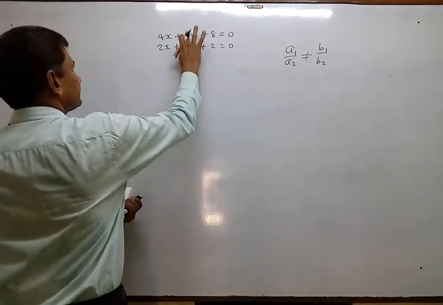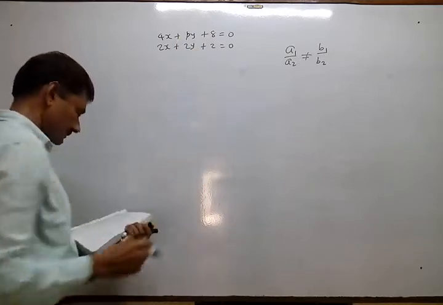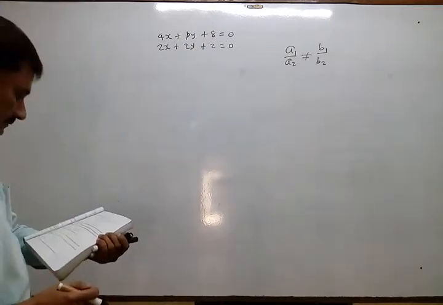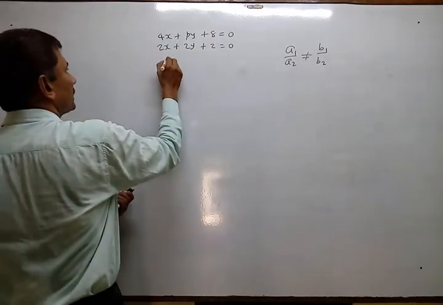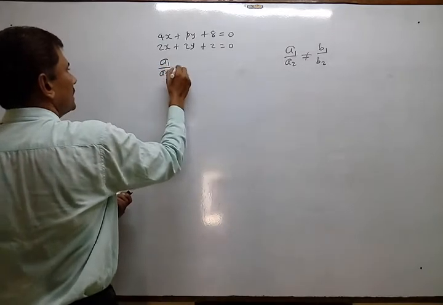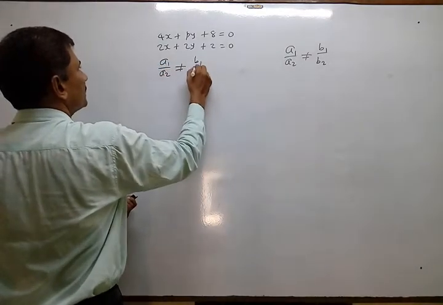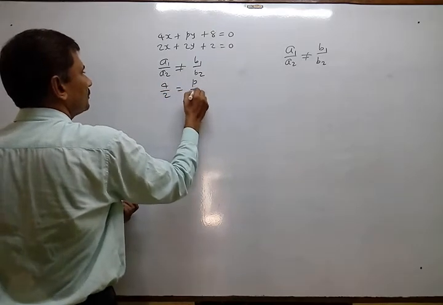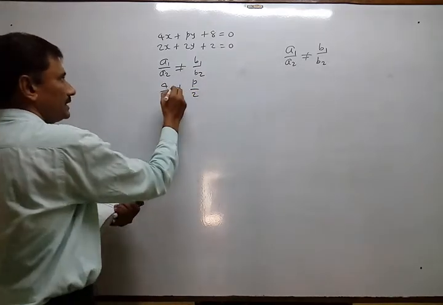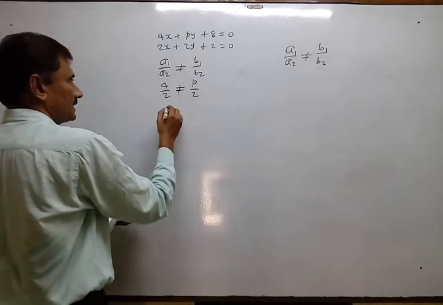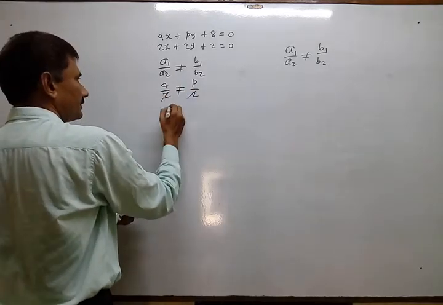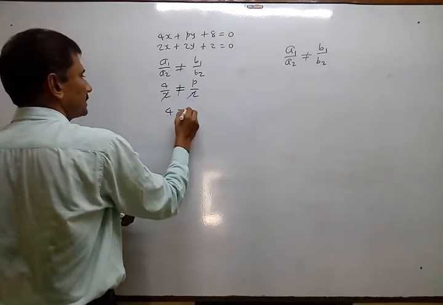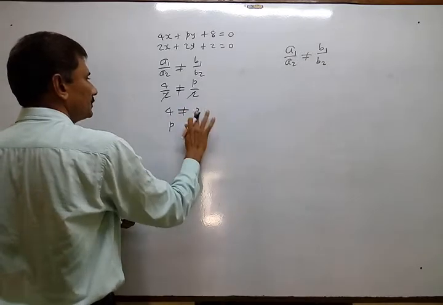So p by 2, this is p. 4x by 8, 2x by 2. So a1 upon a2 is not equal to b1 upon b2. So write down 4 upon 2 is not equal to p upon 2. It is a not-equal-to sign. So 2 can be cancelled. So 4 is not equal to p, means p is not equal to 4.